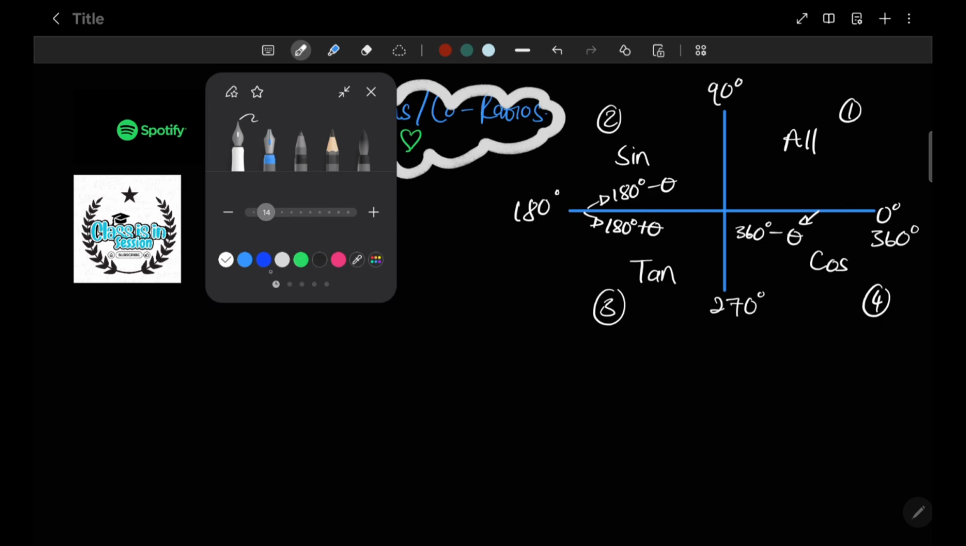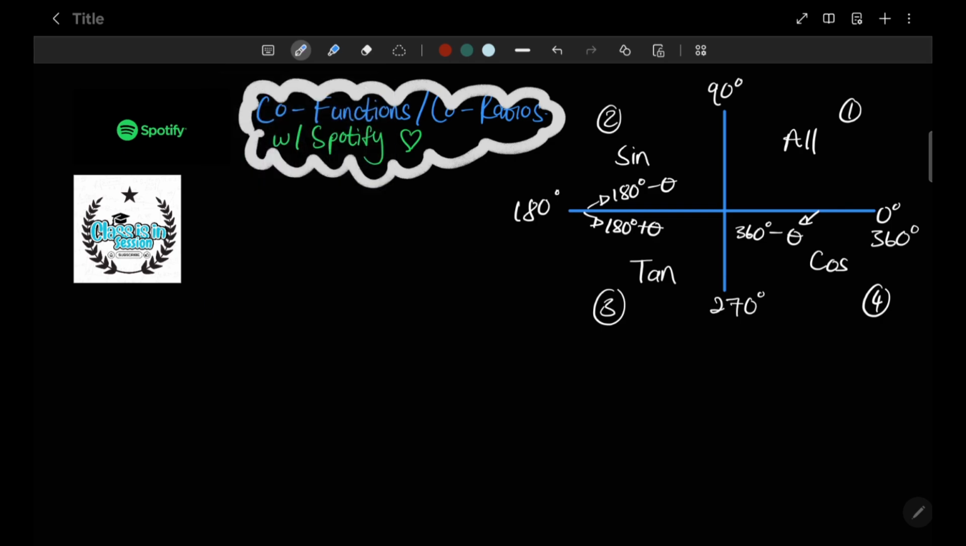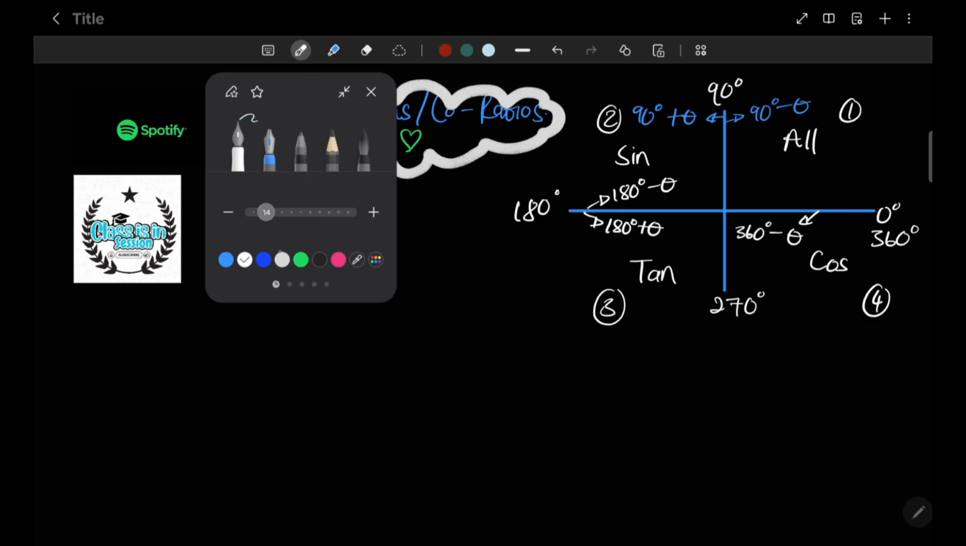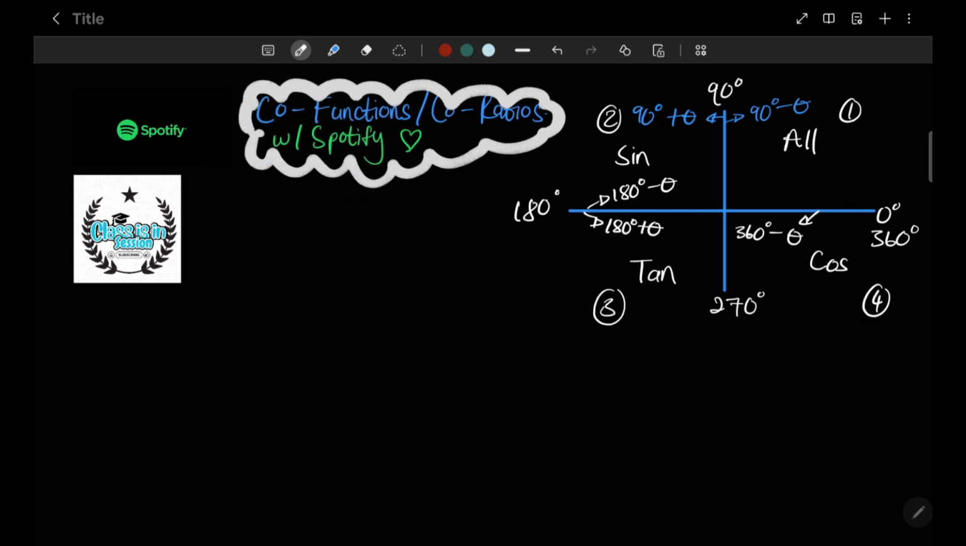Now this is where we update our CAST diagram and add our cofunctions. So in the first quadrant, draw a little arrow and write 90 degrees minus theta. And in the second quadrant, draw another arrow and write 90 degrees plus theta. Those are your cofunctions. That's what you guys will learn today.